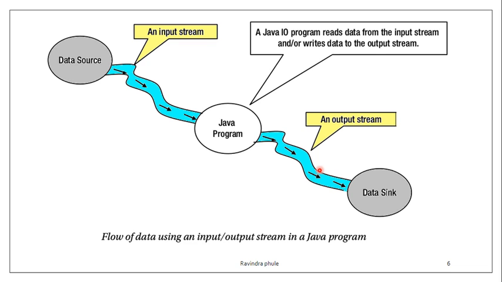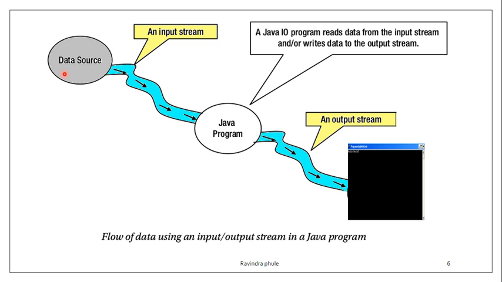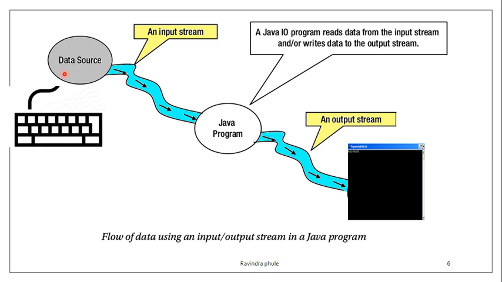So just as we have seen we can have different sources, similarly, we can have different destinations. In between there is a Java program, and the source we are considering is the keyboard, and the destination we are considering is the console, that is the command prompt. This is the command prompt, this is the keyboard. Now this keyboard is our input, so we are giving the input through the keyboard.